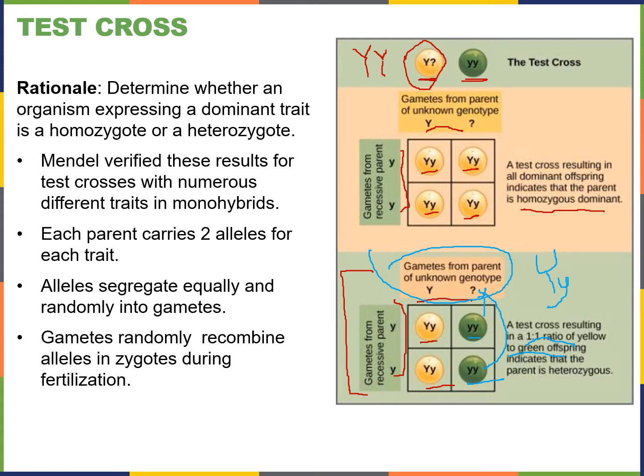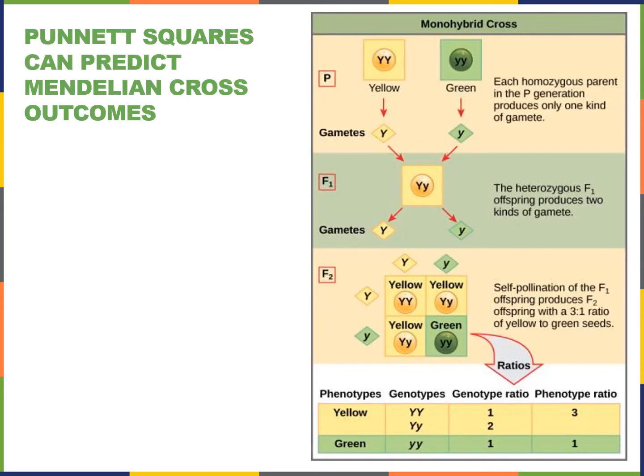So he figured out that each parent carries 2 alleles for each trait. Alleles segregate equally and randomly into gametes, and gametes randomly recombine alleles in zygotes during fertilization. And Punnett squares are really useful for predictions. They can predict Mendelian cross outcomes. So let's go through this monohybrid cross and figure out what we can expect as far as the offspring.